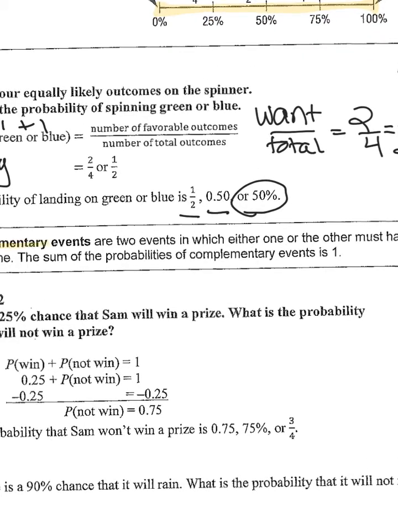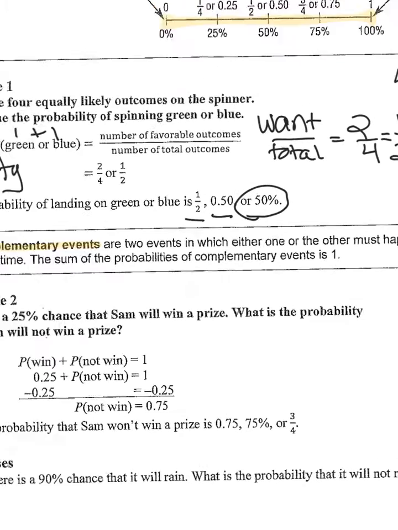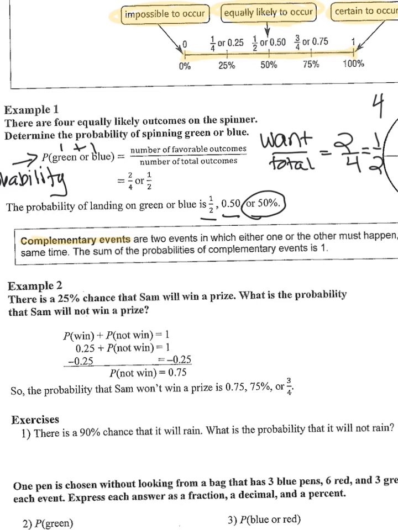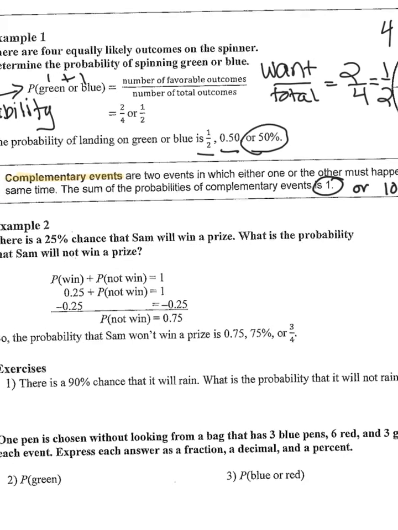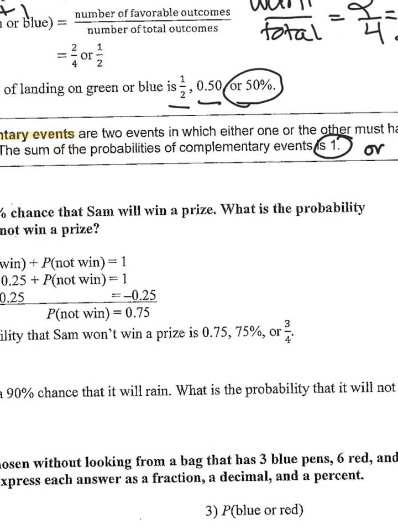Complementary events are 2 events in which either one or the other must happen, but both cannot happen at the same time. The sum of the probabilities of complementary events is 1. So think about it as complementary events, total is 1 or 100. If there's a percentage that something will happen, there's got to be a percentage that something will not happen.